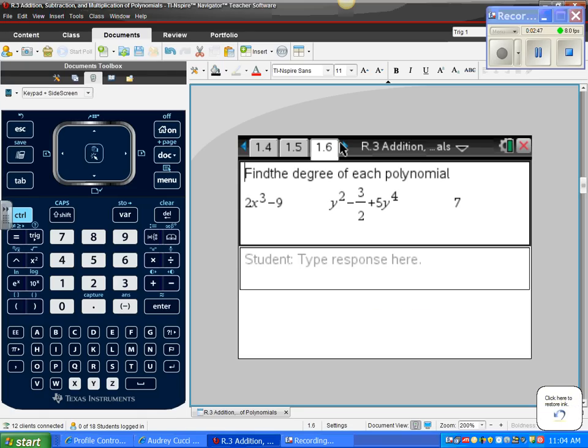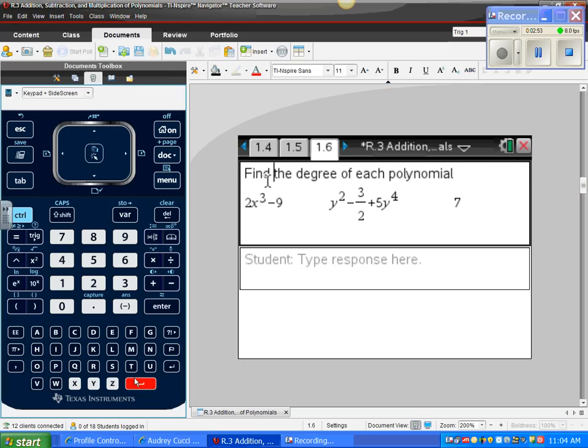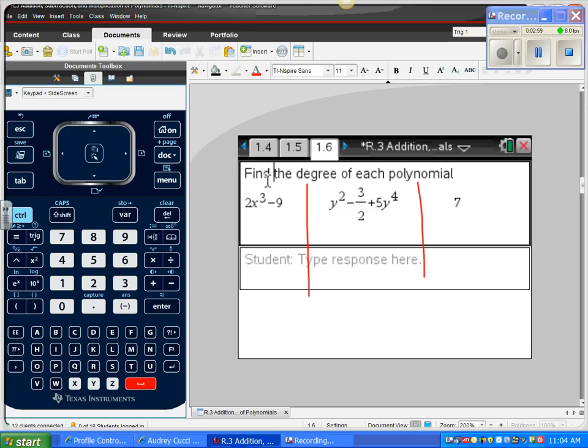Okay, find the degree. Sorry about that. I should have a space here. Find the degree of the polynomial. All right, so again, the degree of the polynomial is the largest exponent. So very quick and simple here. The degree for 2x cubed minus 9 is going to be 3. The degree for y squared minus 3 halves plus 5y to the 4th is 4.